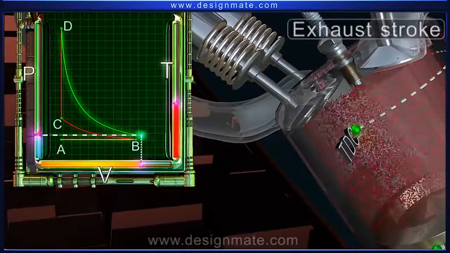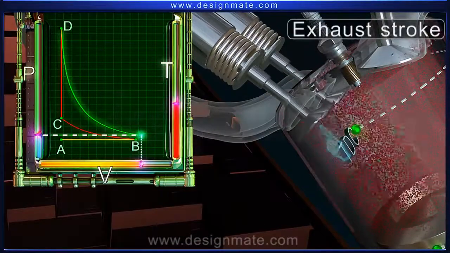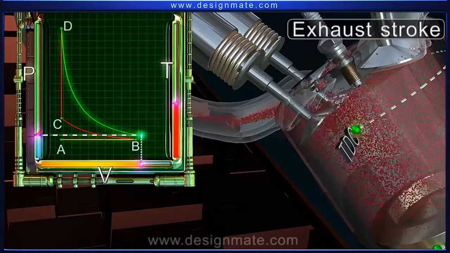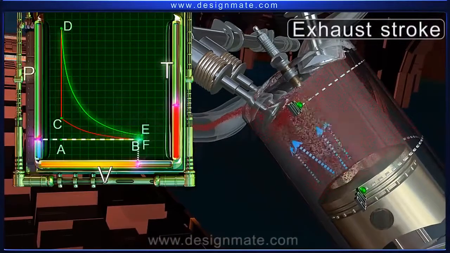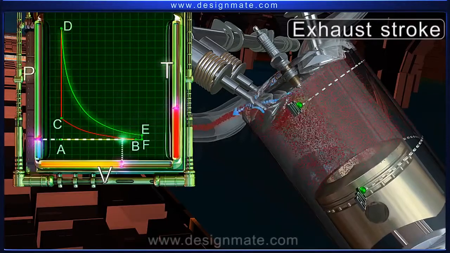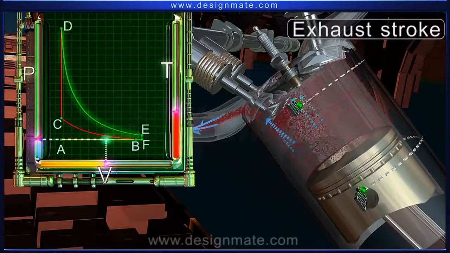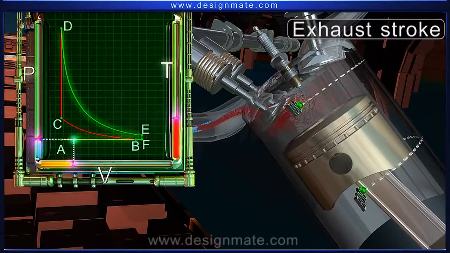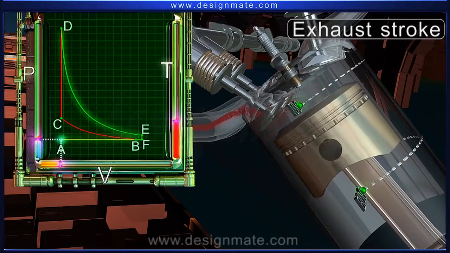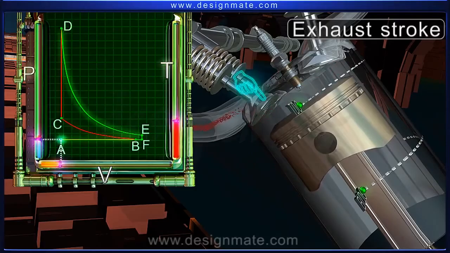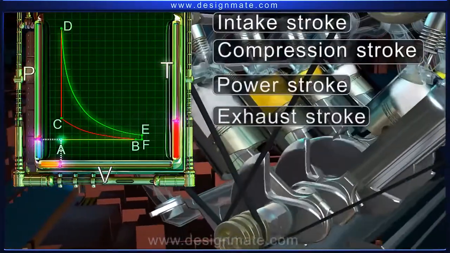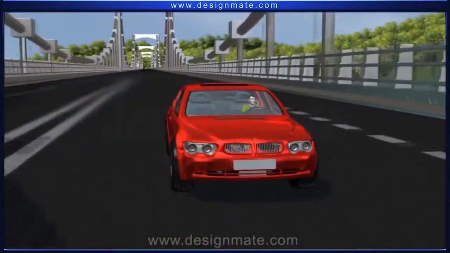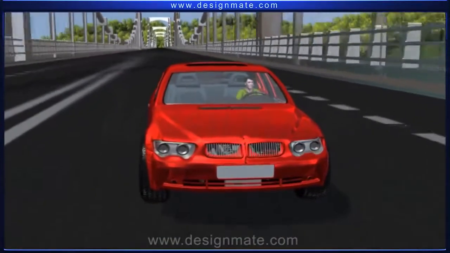Exhaust stroke. During this stroke, the exhaust valves open. Consequently, the pressure suddenly falls to atmospheric pressure with almost no change in volume. The piston now moves towards TDC, forcing the exhaust gases out of the cylinder. The volume occupied by the gases decreases at constant atmospheric pressure. When it reaches TDC, the exhaust valves close, completing one engine cycle. These four strokes of the engine cycle keep repeating, and the engine continues to work, enabling the vehicle to continue its motion.